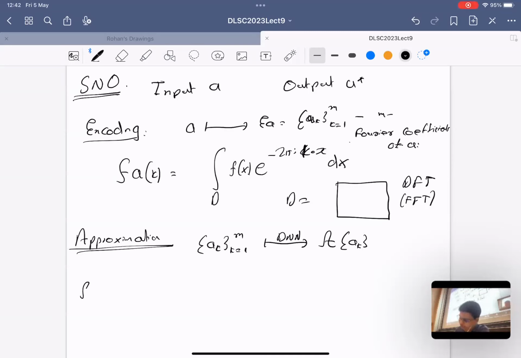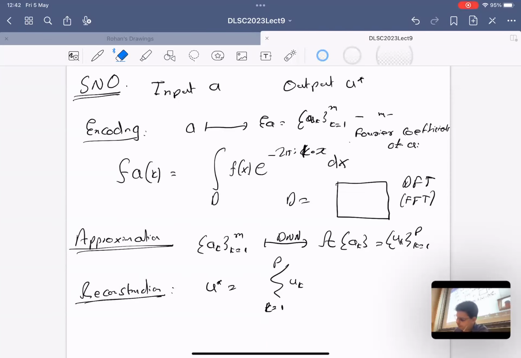And finally, the reconstruction. Given these numbers, you just sum them up. So this is equal to, let's say, U_k, k from 1 to P. And then the reconstruction is very simple. U star is simply equal to the sum, k from 1 to P, of U_k times your basis functions. Since I don't like writing complex exponentials, I will simply write them as phi_k.